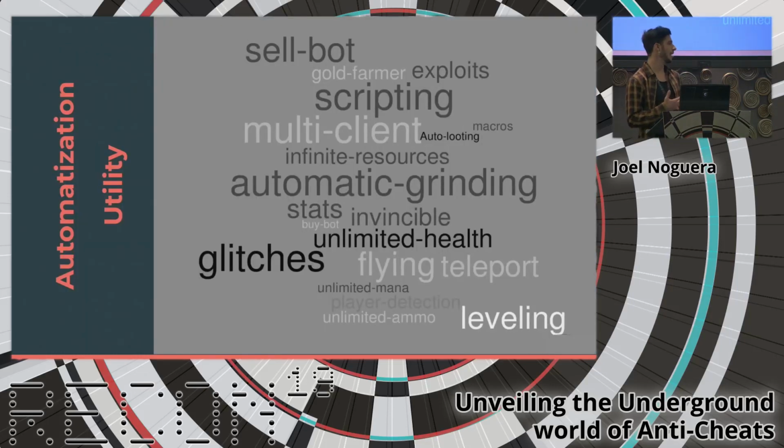And finally, we have the automatization and utility cheats, which will bring you a bunch of different things like labeling, teleporting, unlimited health, whatever you can imagine. They will try to bring you more features than the game does.